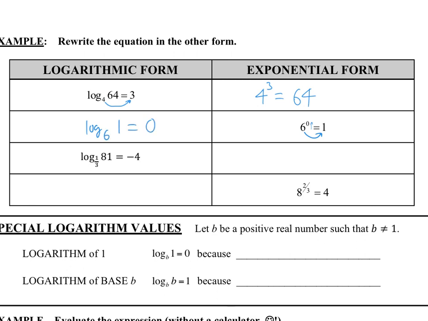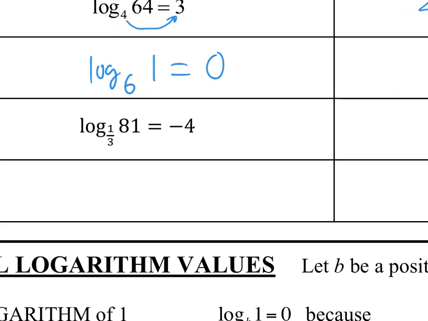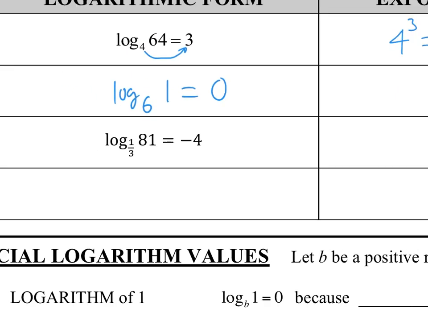Then the 0 kind of pushes back down. I should actually erase that. I can't erase it for some reason. Oh well. All right. Yes, it's log base 6 of 1 equals 0, basically. All right. Okay, then we have log base 1/3 of 81 equals -4.